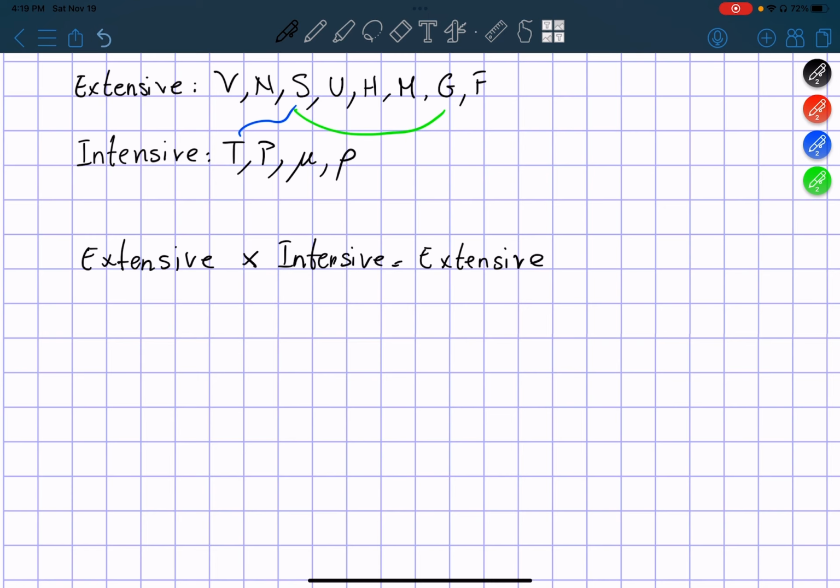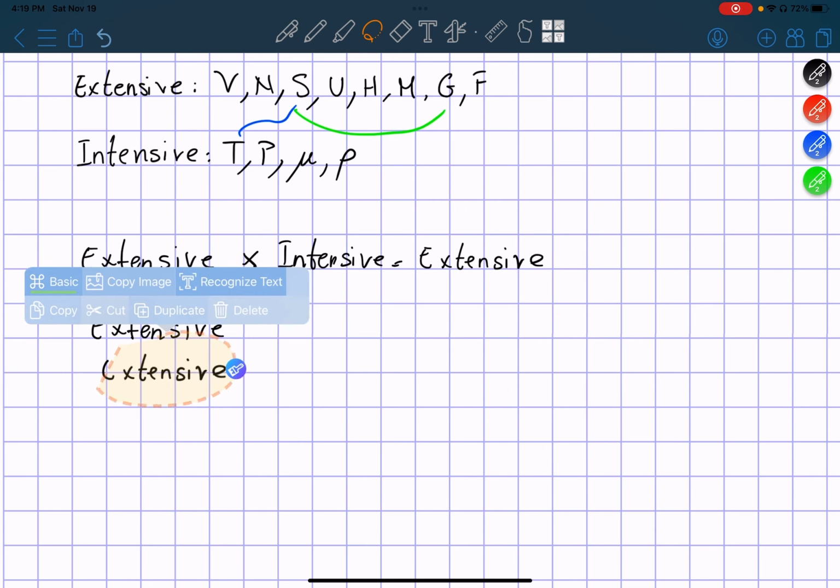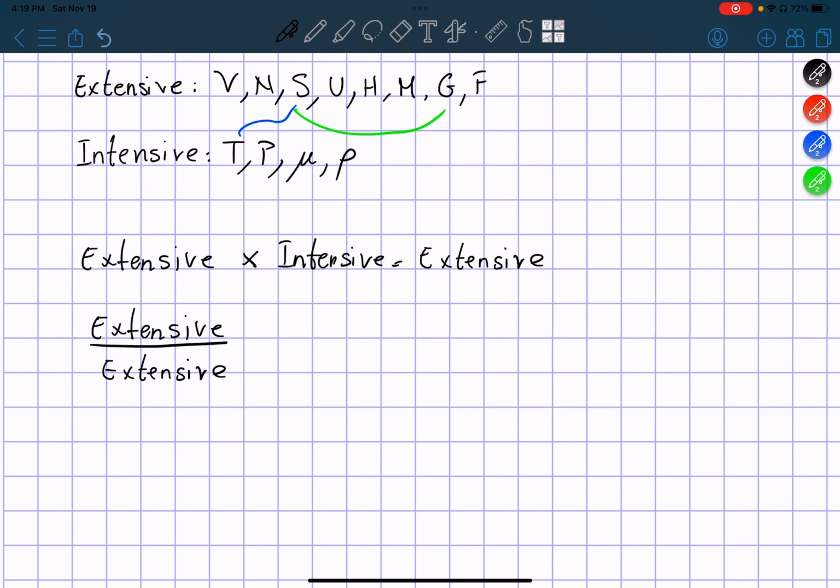Also, if you take the division, so you do extensive divided by extensive, you're going to end up with an intensive quantity. This is pretty much all you need to remember from this section. It's not much, and it's not very hard. As long as you remember or at least understand how to determine if something is extensive or intensive, then you're good.